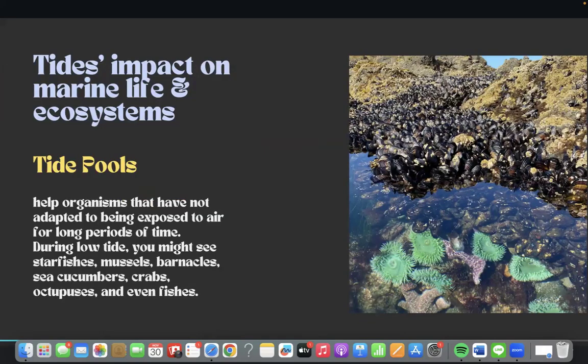And maybe the most important impact of it all is creating tide pools, because tide pools help organisms that have not adapted to being exposed to air for a long period of time. During low tide, you might see all kinds of sea creatures, including starfish, sea cucumbers, or even fish and octopuses.